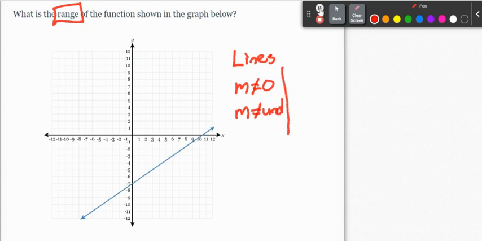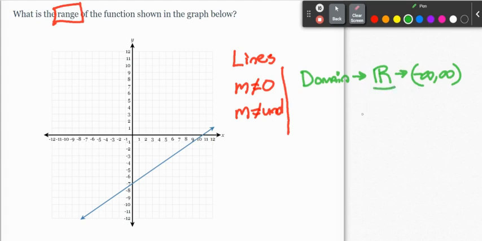But for all other lines, all lines that have a slope at all, the domain, you don't even have to look past the fact that it's a line and it has a slope that's not 0. The domain will always be all real numbers, which you could write as negative infinity, comma, infinity. The cool R means all real numbers, negative infinity to positive infinity. The range will always be all real numbers, which again is negative infinity to positive infinity.